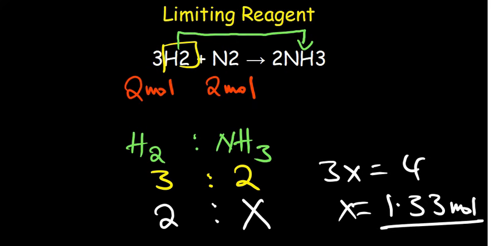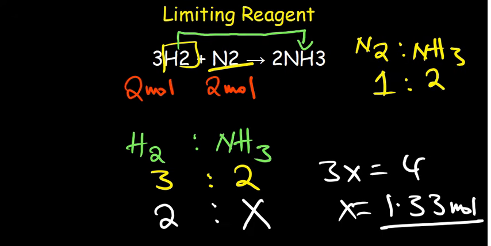Do the same. Compare now the other reactant, which is nitrogen. Nitrogen against the ammonia. These guys are in the ratio of 1 to 2. And then we now have 2 moles. How many do we expect to produce?